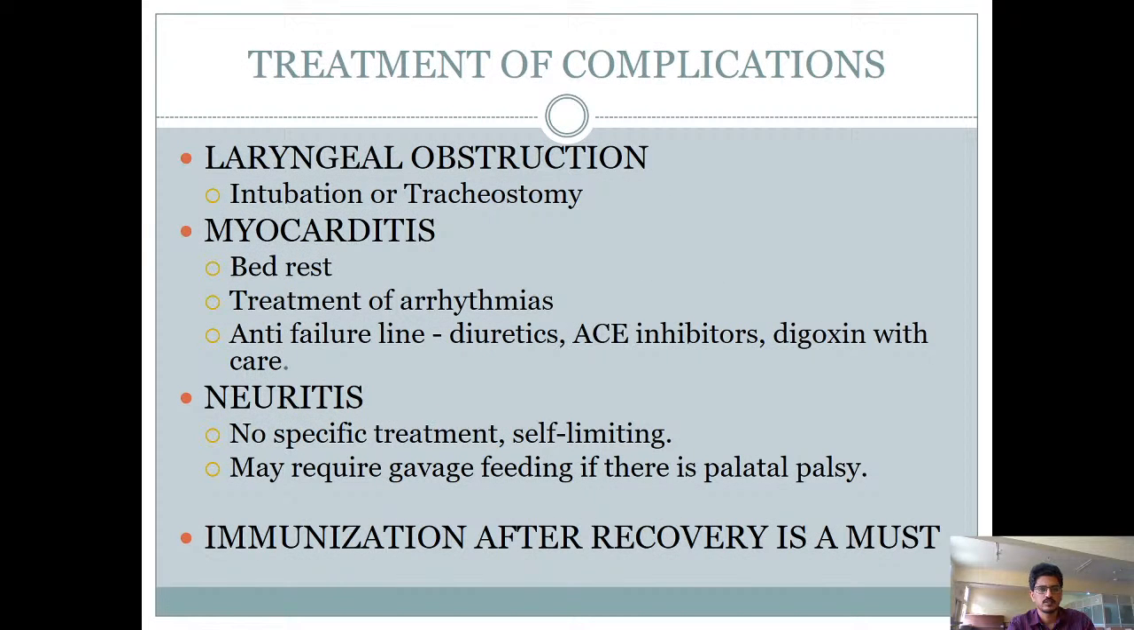So what is the treatment of complications? If there is a laryngeal obstruction, intubation or tracheostomy may be needed for the child, and in case of myocarditis, bed rest should be given, along with treatment for arrhythmias and anti-failure treatment like diuretics, ACE inhibitors, digoxin. In case of neuritis, there is no specific treatment. Most of the time it is self-limiting, and may require gavage feeding if there is a palatal palsy or something else.